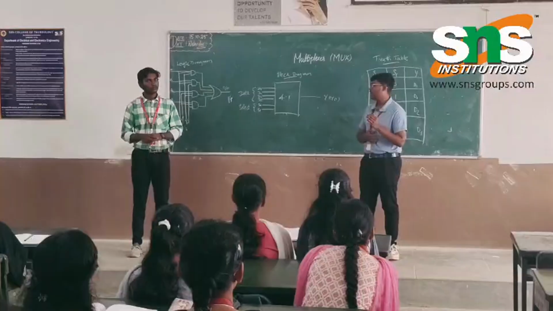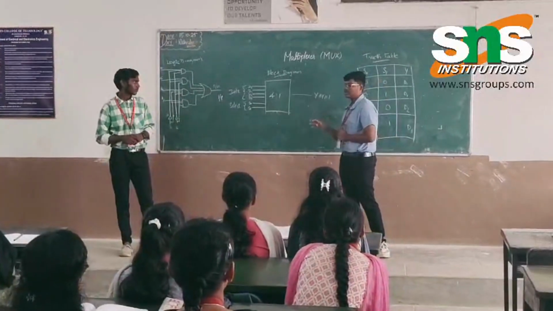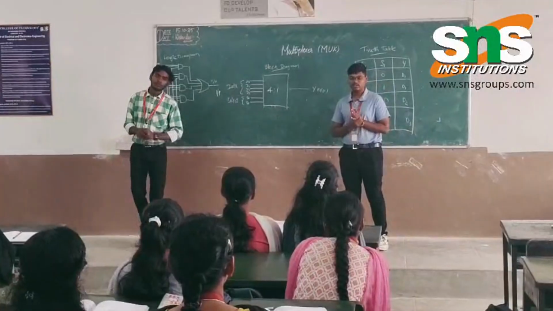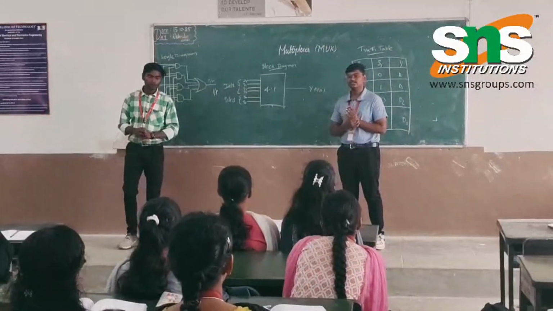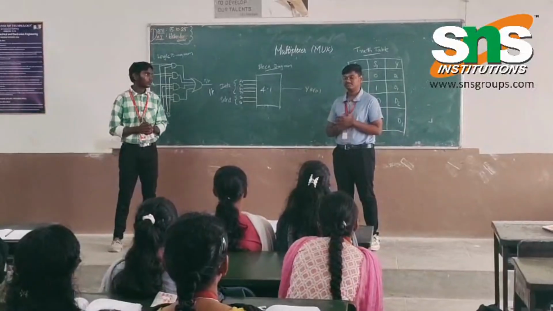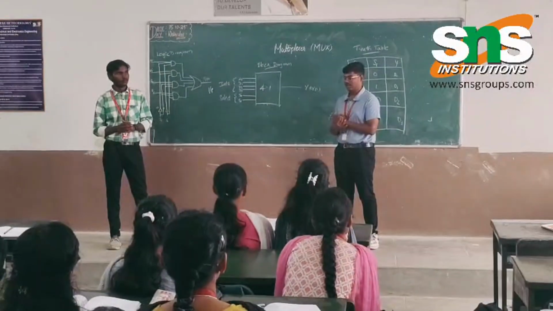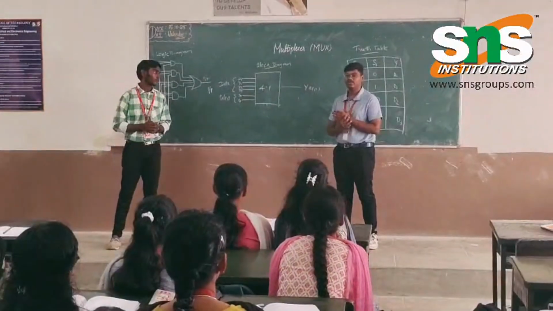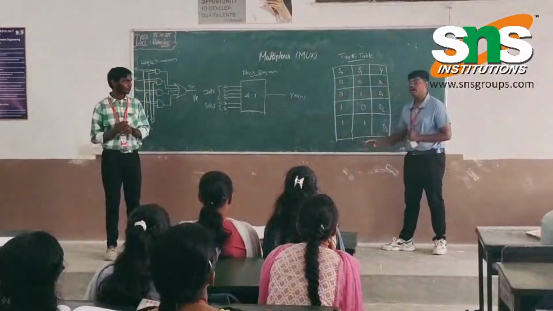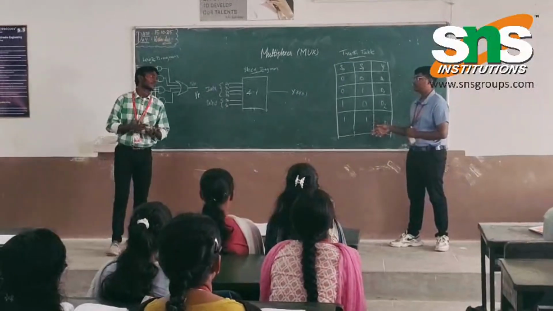Based on this, we have 4 combinations of S1 and S0. The 4 combinations are 0, 0, 0, 1, 1, 0 and 1, 1. If we select 0, 0 we get the output as D0. If we select 0, 1 then we get the output as D1. If we select 1, 0 we get D2, and if we select 1, 1 we get D3. This is the main use of a multiplexer.